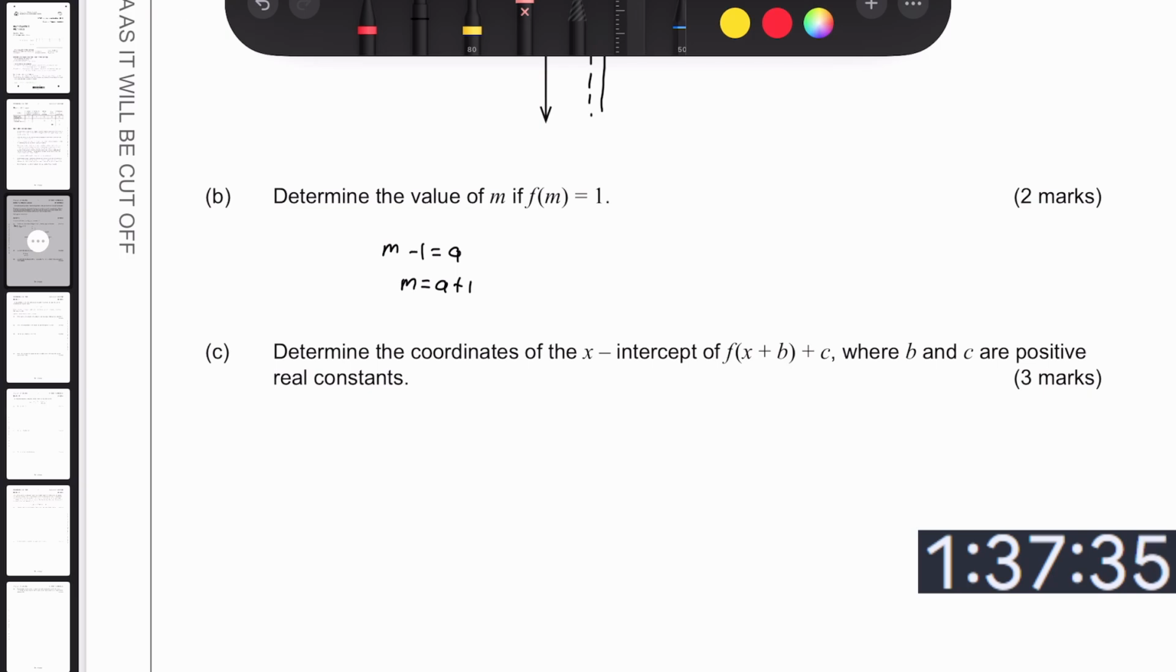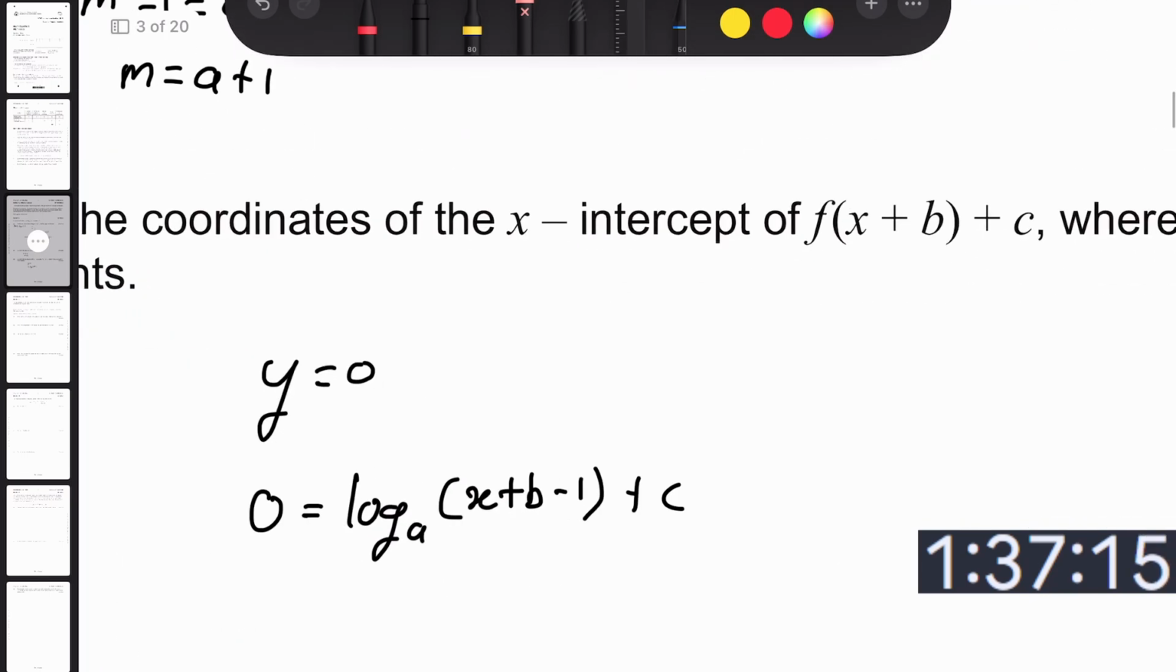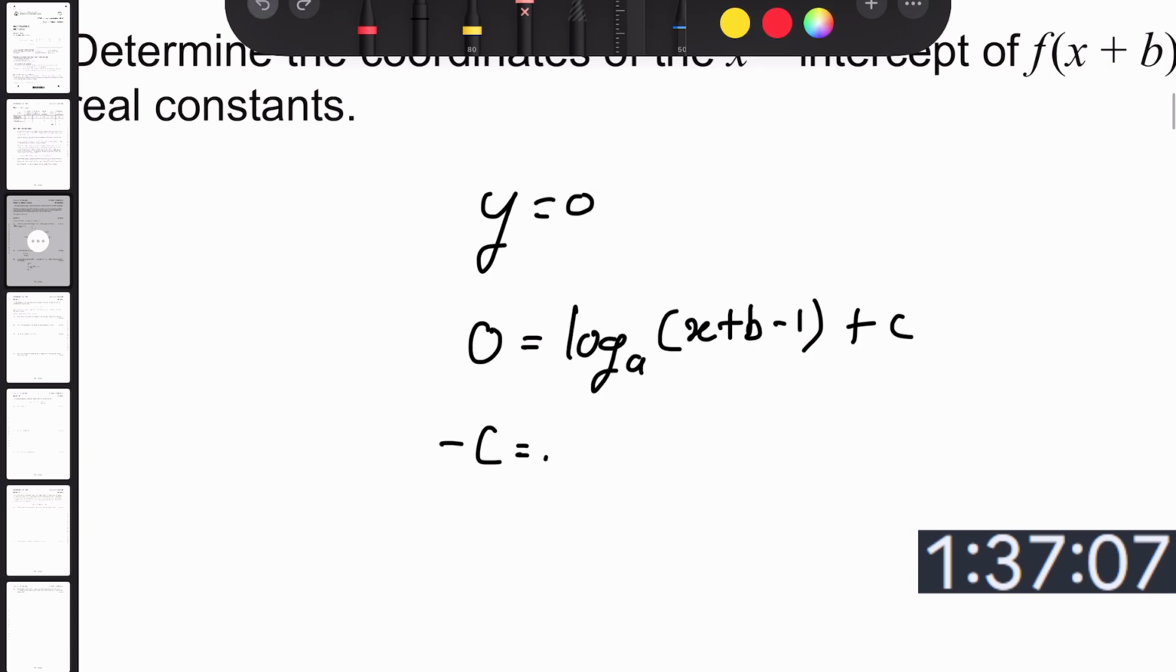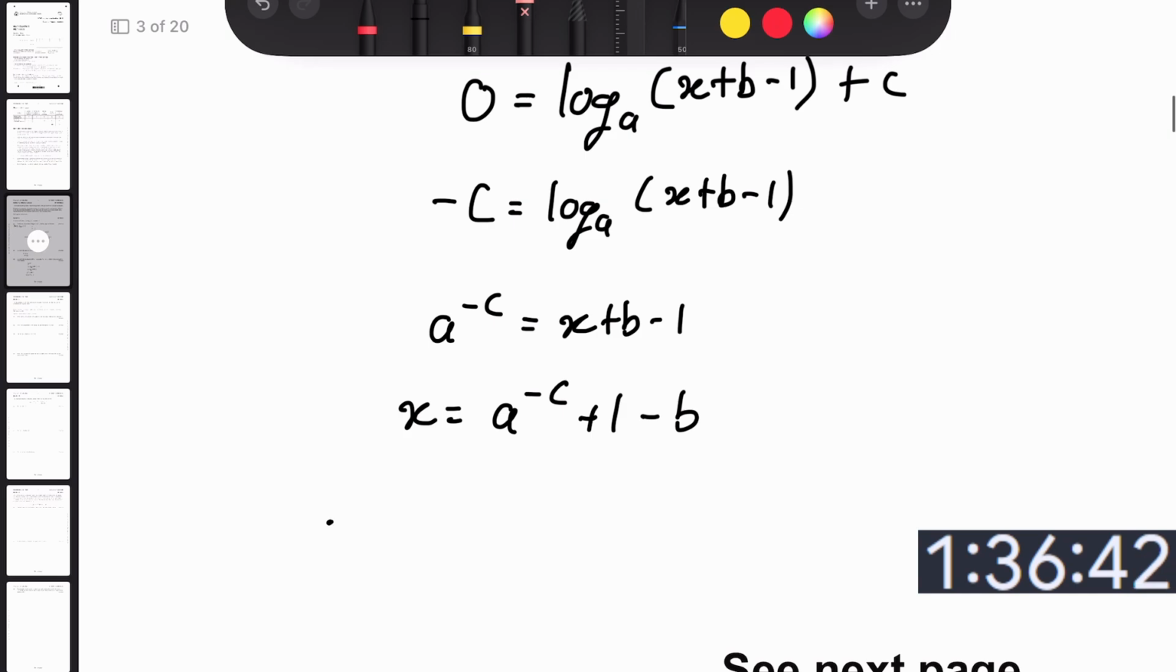Determine the coordinates of the x-intercept, where b and c are positive real constants. x-intercept, so y equals 0, so 0 is equal to log a of x plus b minus 1 plus c. So then negative c is equal to log a of x plus b minus 1. So then a to the power of negative c is going to be equal to x plus b minus 1. So then x is going to be equal to a to the power of negative c plus 1 minus b, and this is 0.